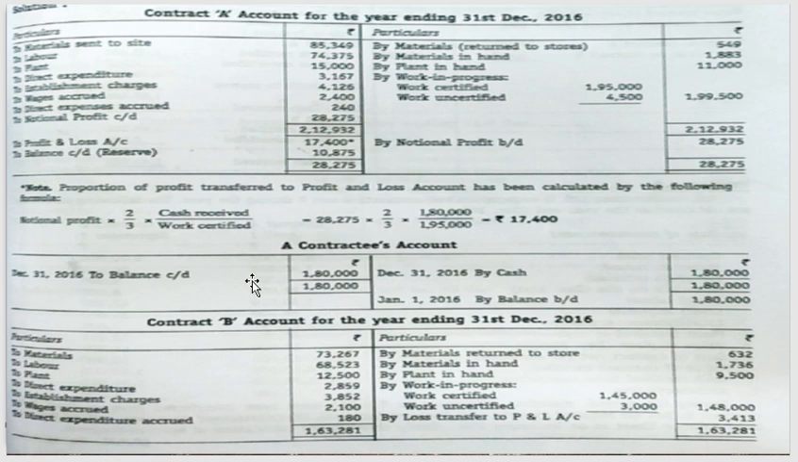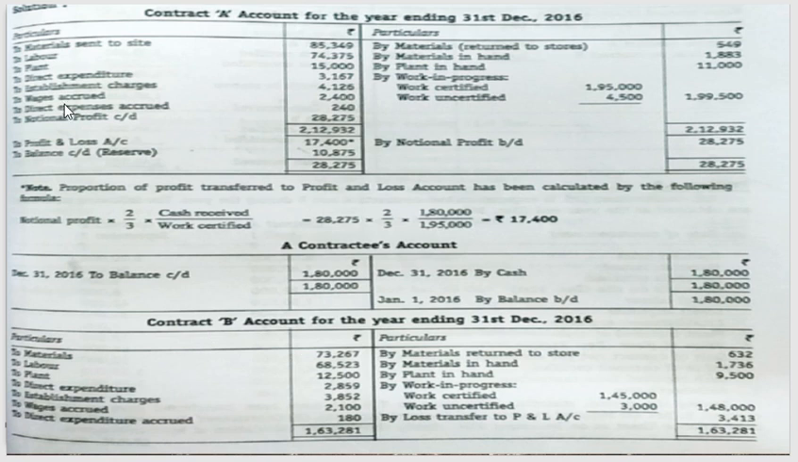1,80,000. This balance will be brought down or will be shown until and unless the contract has been completed. So therefore, 1,80,000 is the amount which is received by the contractor from the contractee for contract A. Next is our contract B's account.